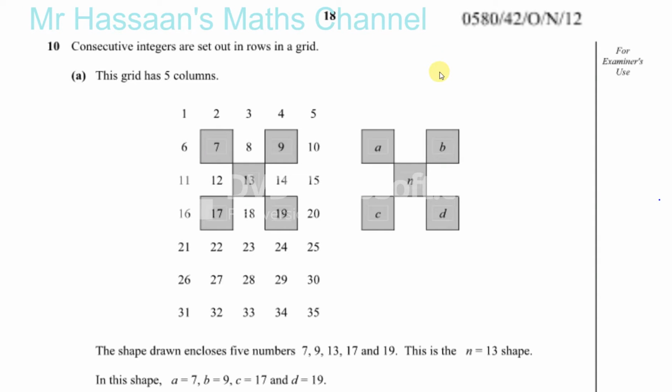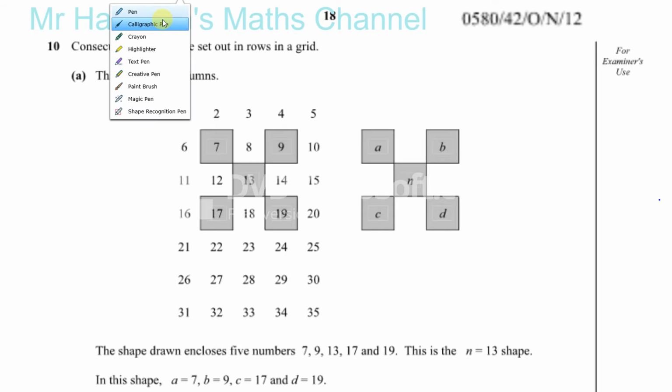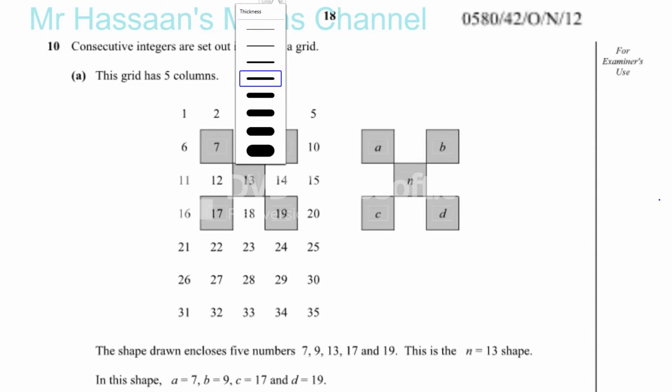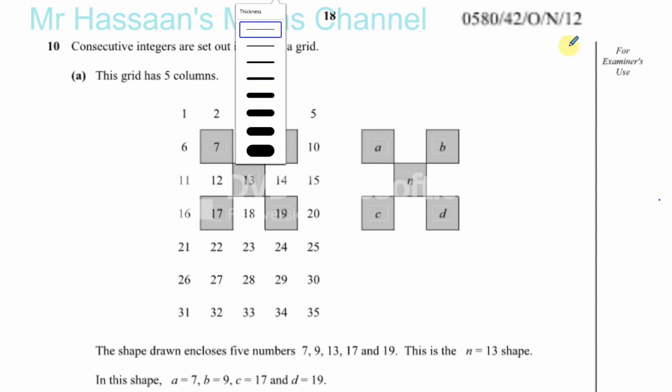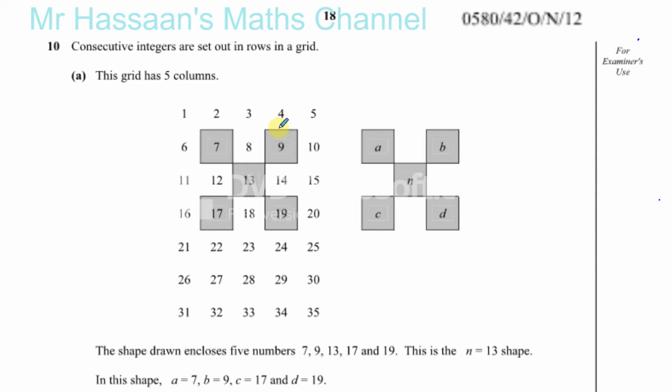Okay, here we have question 10 from October-November 2012, paper 4, variant 2. A question about number patterns and, well, sequences almost, you could say some part of it. Now, basically over here we have kind of a strange type of question, which they do sometimes give, especially the last question on the paper 4.